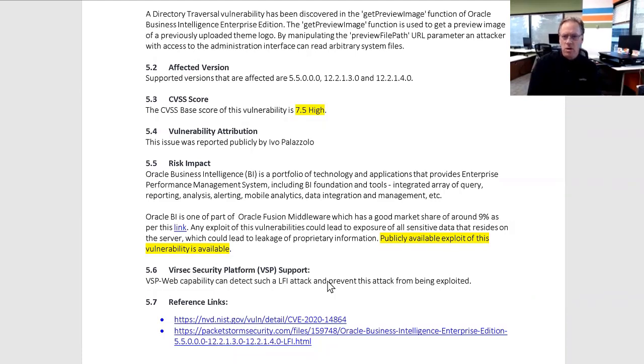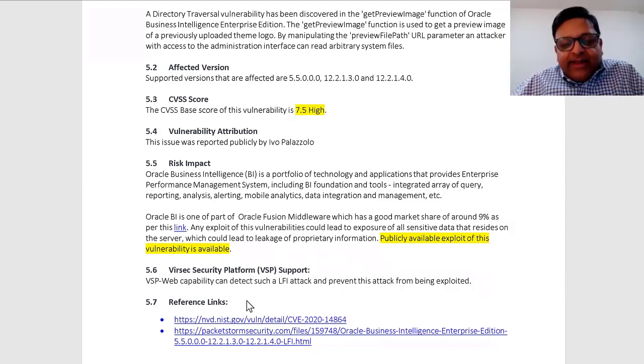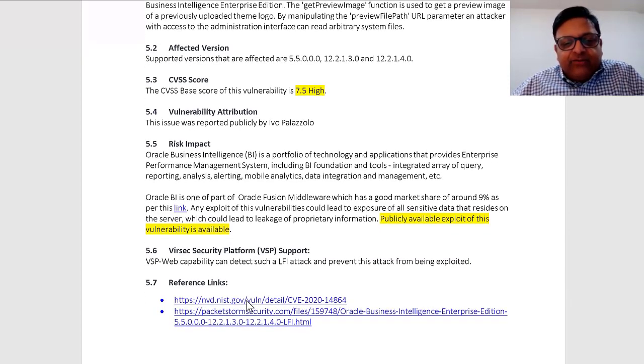Yes. And we've seen Oracle twice today with the WebLogic and here. Yes, absolutely. And of course, the good news is that the VSP web component can totally protect against this kind of attack. So nothing to worry about for Virsec users.